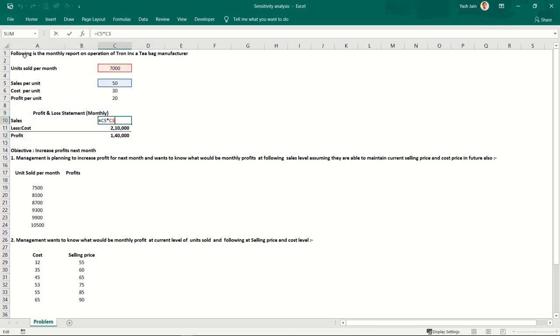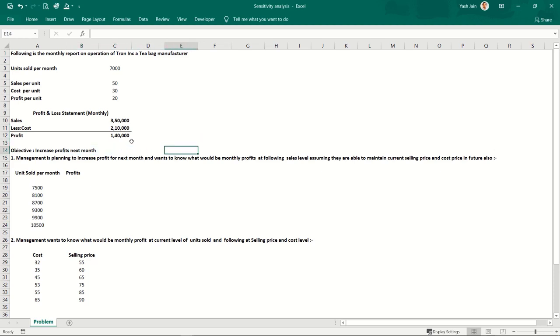So sales is nothing but units sold multiplied by selling price, that is 7,000 multiplied by 50, 3,50,000. Cost is 7,000 multiplied by 30, that is units sold multiplied by cost per unit, and the profit margin is 3,50,000 minus 2,10,000, that is 1,40,000. Now the objective is to increase profits next month. Okay, so they want to increase the profits.